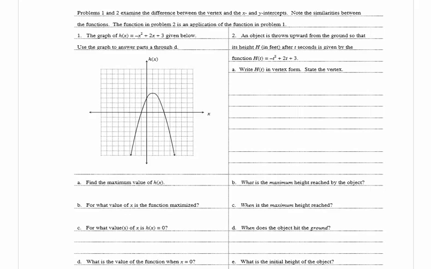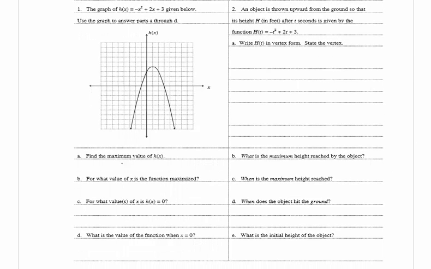In number 1, it says the graph of h of x is equal to negative x squared plus 2x plus 3, and it's given below. Use the graphs to answer parts A through D. In A, they ask us, find the maximum value of h of x. The maximum value occurs at the vertex, and it's the y-coordinate of the vertex, so we're up 1, 2, 3, 4 units. So the maximum value of h is equal to 4.